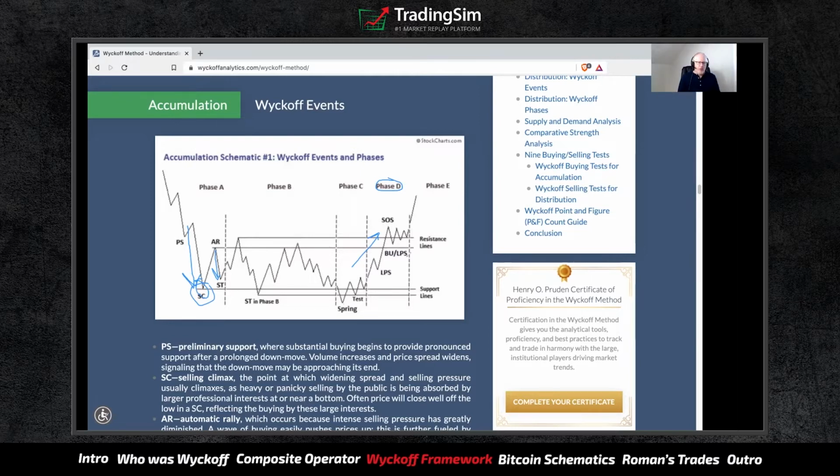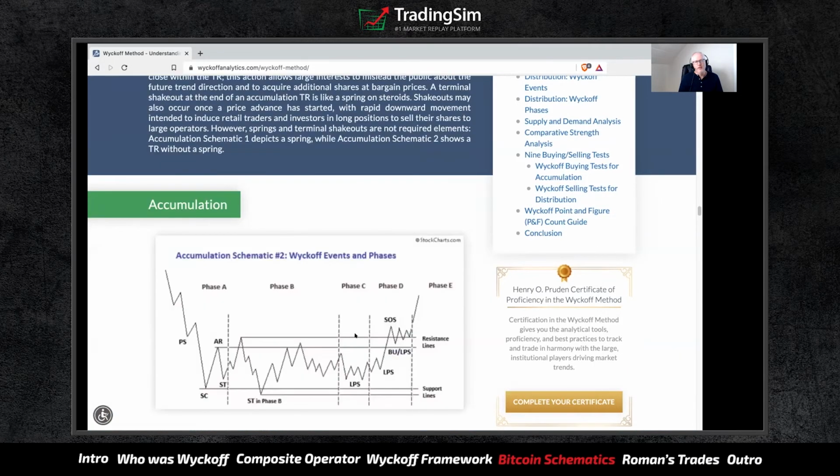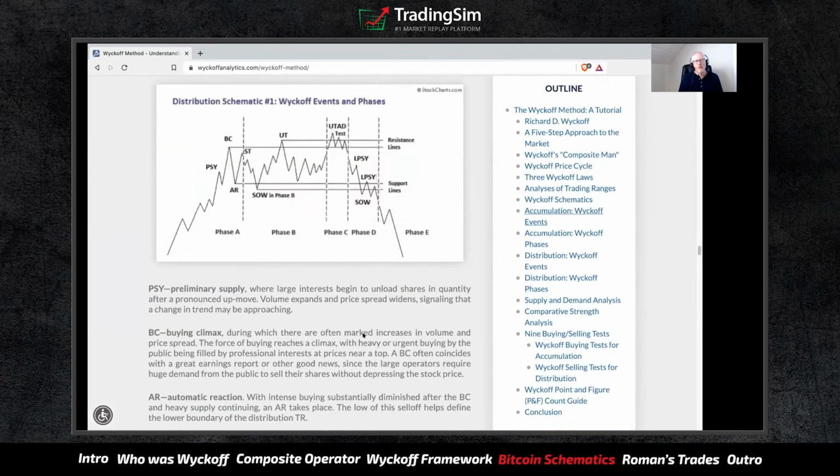Well, I want to talk a little bit about what a schematic is and how you could use this. Especially lately, it was happening with this mini distribution that we had in Bitcoin. Suddenly the whole crypto community figured out that the Wyckoff method exists and that it has those schematics. Ironically, they were using the schematic for distribution from stock charts. If you go down a little bit, you'll see that. They were surprised how well it worked.